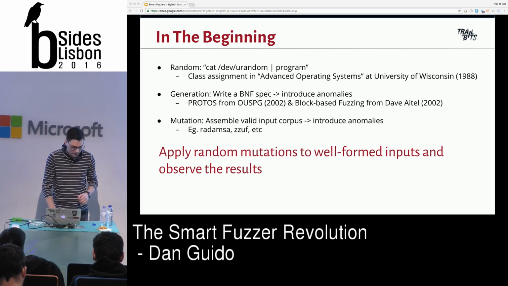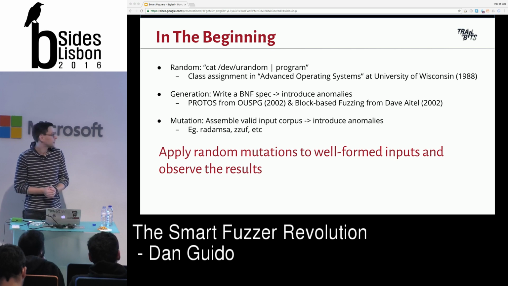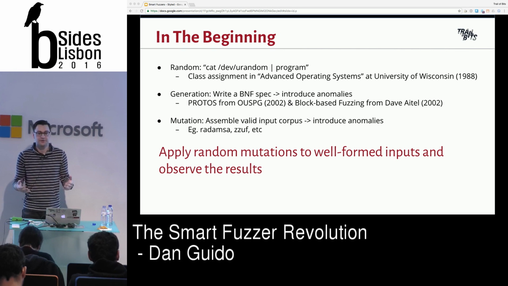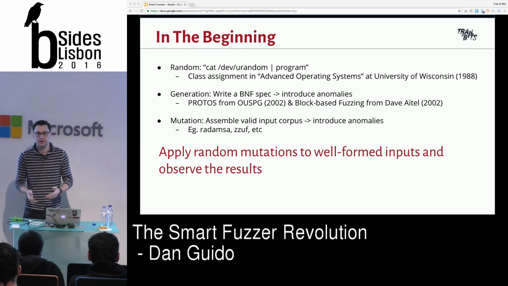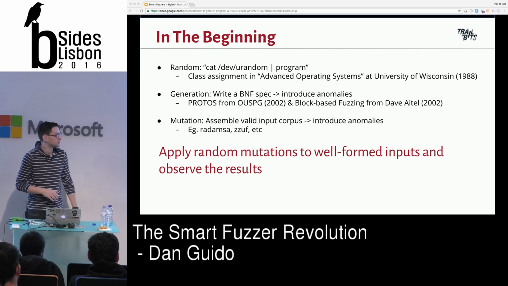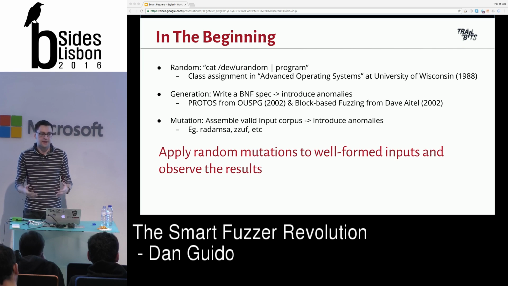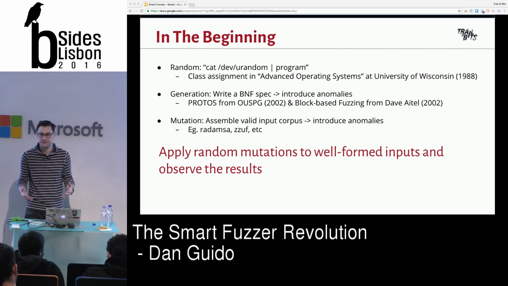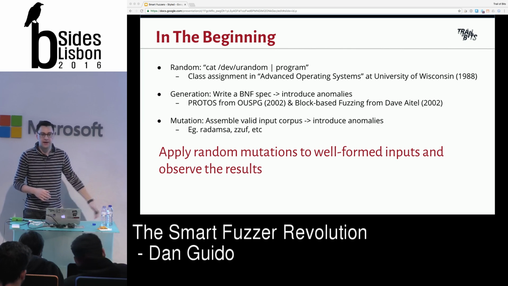Okay, so history. In the beginning, right? 1998, fuzzing was sort of accidentally termed in a class assignment for an advanced operating systems course at the University of Washington. A professor asked his students to write a program that threw random input at other Unix command line utilities. Essentially what we're talking about here is just catting dev random into the program. We're not concerned with state, we're not concerned with structure, we're not concerned with whether the program even expects to get anything like what we're giving it. We're just flinging crap at it and hopefully it breaks.